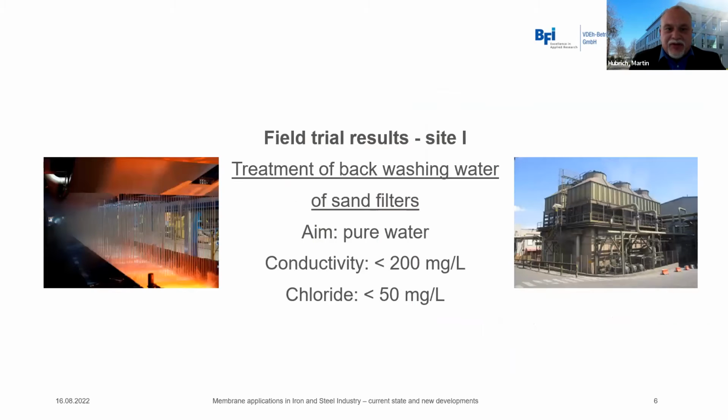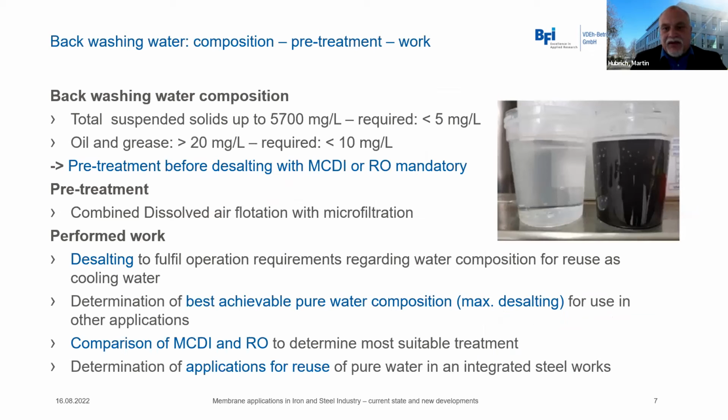The first site was a treatment of the backwashing water of a sand filter of a hot rolling mill. We had the aim to produce water with conductivity less than 200 microsiemens and chloride less than 50 milligrams per liter. On the right-hand side, you can see the water which is coming in. That was the black one. Of course, we cannot treat this water with any technology before a suitable pre-treatment. The pre-treatment determined as suitable was a combined dissolved air flotation with microfiltration to fulfill the requirements.